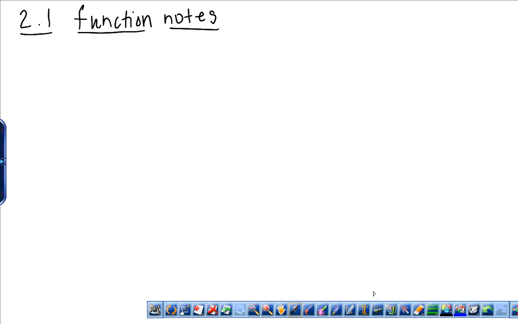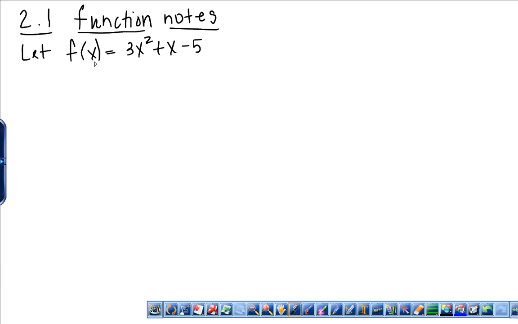This is 2.1 student notes, and this is on functions. Okay, we're going to start out with function notation. So let's start with f of x, and that's going to be equal to 3x squared plus x minus 5.